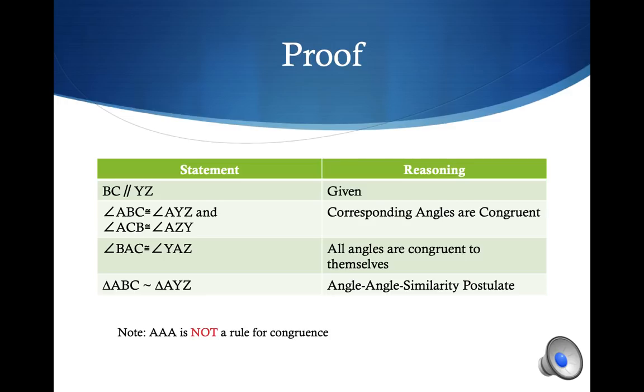And I'd like to note that AAA is not a rule for congruence. One way you can prove this to yourself easily is to think about equilateral triangles. They always have all their angles equal to 60 degrees, but they can have any value for the side lengths. So I could have an equilateral triangle with all the side lengths of 3, and I can have another equilateral triangle. Still, the angles are all the same, but now my side lengths are 15, and since 3 doesn't equal 15, the two triangles are not congruent.